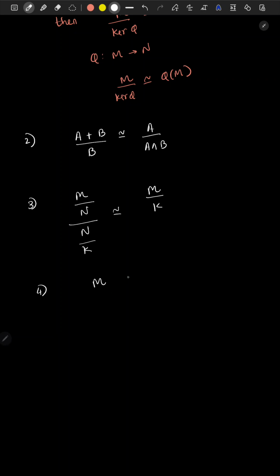And the fourth one says that suppose you have M and N and you have constructed M modulo N, and consider a module A which contains N. Then there is a one-to-one correspondence between all such modules that contain N and all submodules of M by N. These are the four isomorphism theorems.